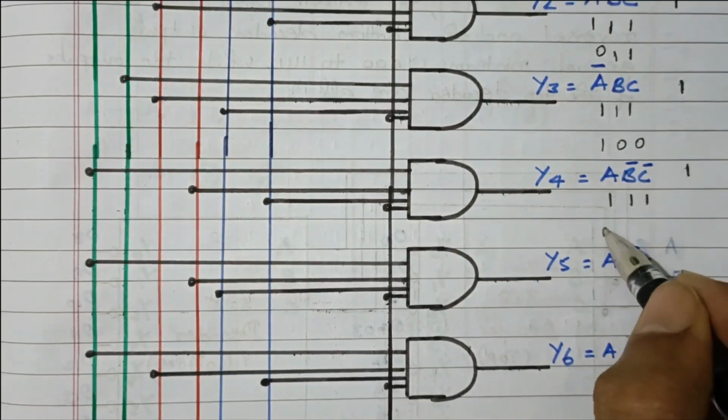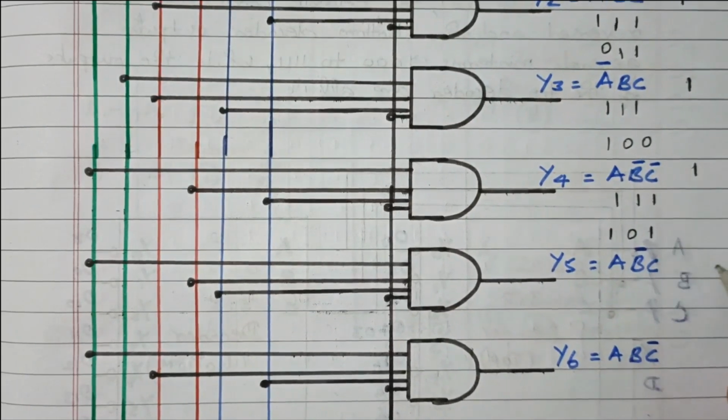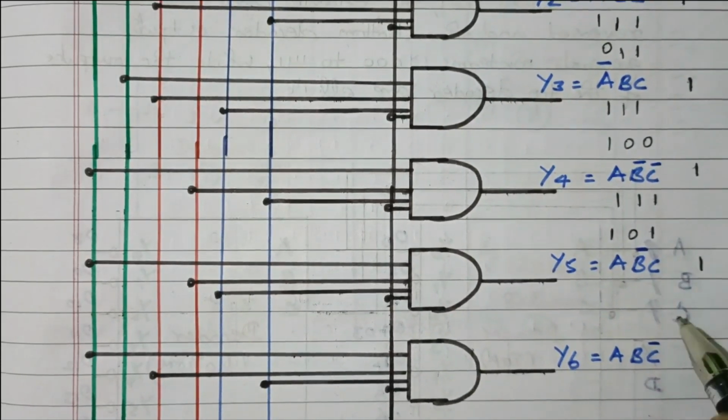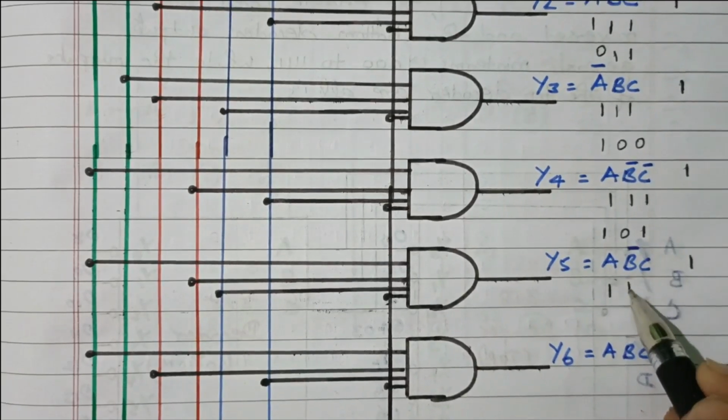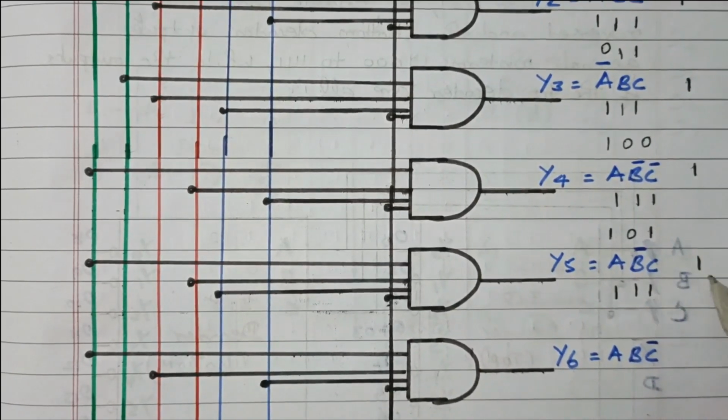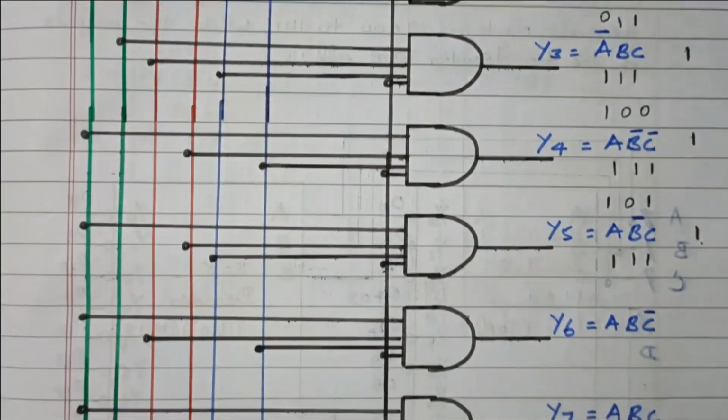Right. The next combination 1, 0, 1. We are getting Y5 as an output. How is it possible? A is 1. B is 0 but B bar will be 1. C is already 1. So we are getting 1 as an output.